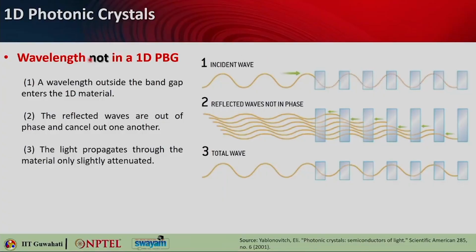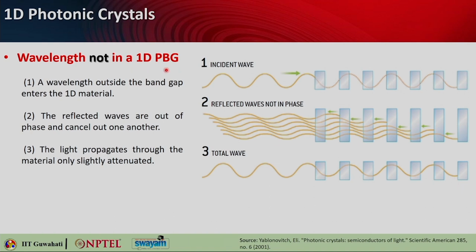But if you choose wavelengths which are not in the 1D photonic crystal band gap, PBG meaning photonic band gap or photonic crystal band gap, that light will enter, and you will again get all the reflected waves, but this time the reflected waves are not in phase. So, they will not be able to form a standing wave. Rather, the light will be able to propagate through this material, but with slight attenuation. So, this is where transmission through this crystal is possible when the wavelength does not lie in the band gap.